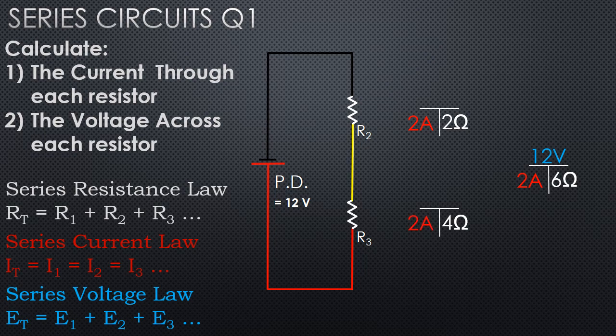And now with Ohm's law, we need to have 2 knowns to find the third unknown. So here we have 2 amps and 2 ohms. We're going to use Ohm's law to calculate the voltage across the 2 ohm is 4 volts, and across the 4 ohm is 8 volts. Now we can check with our series voltage law: do the voltages across R2 and R3 add up to our potential difference? And 8 plus 4 is 12.